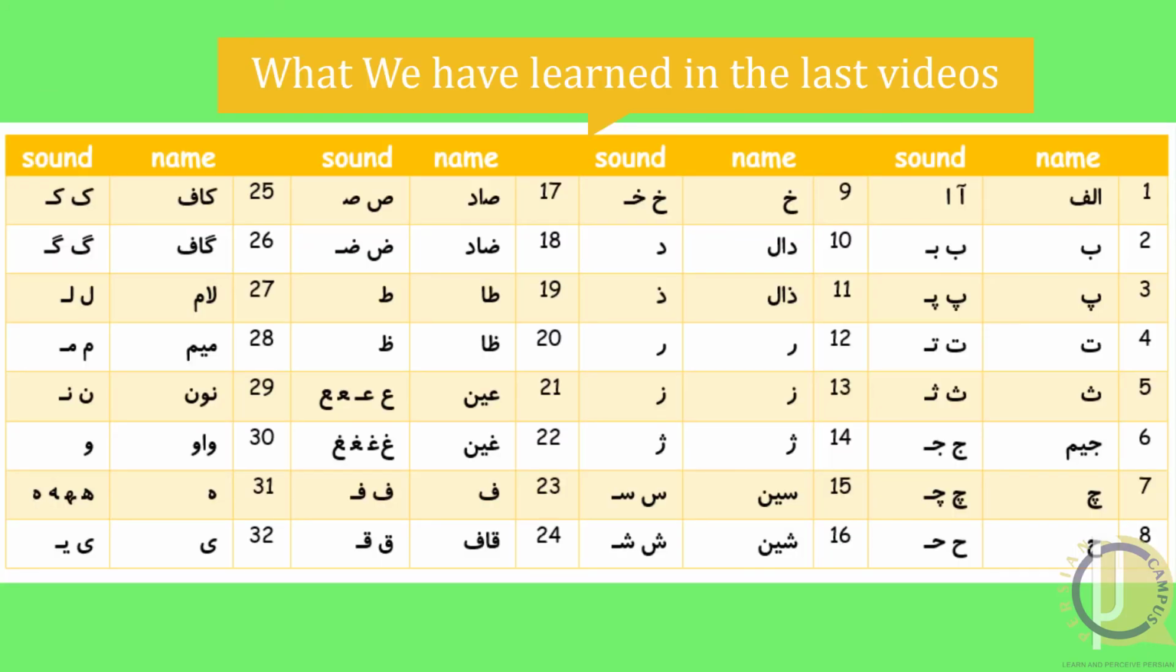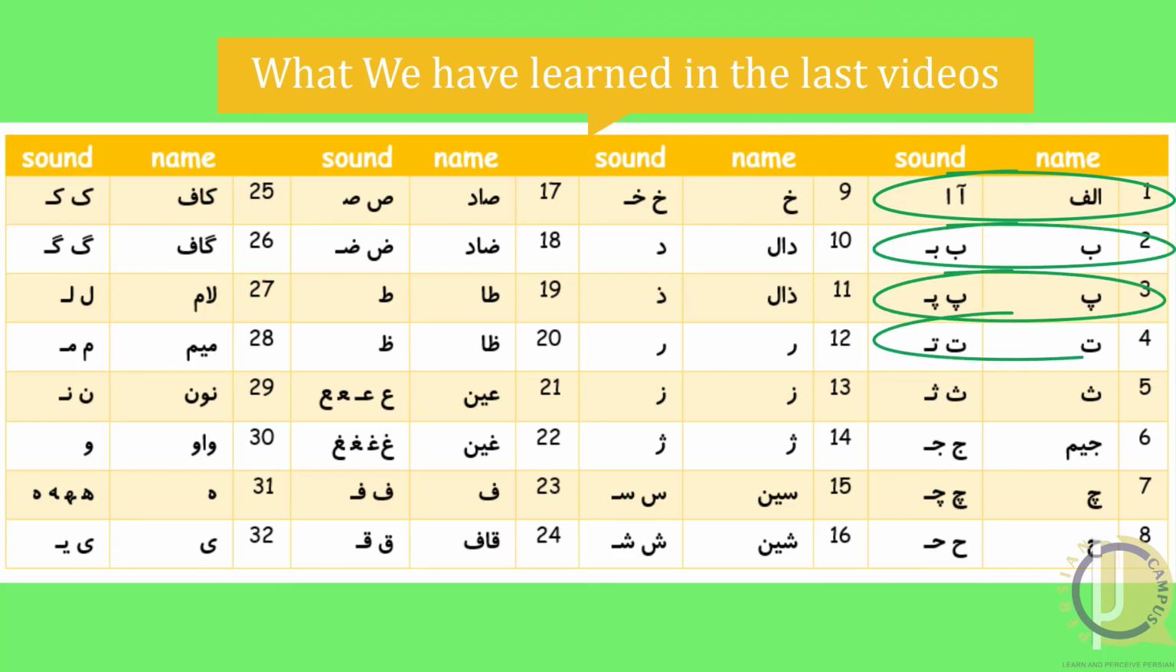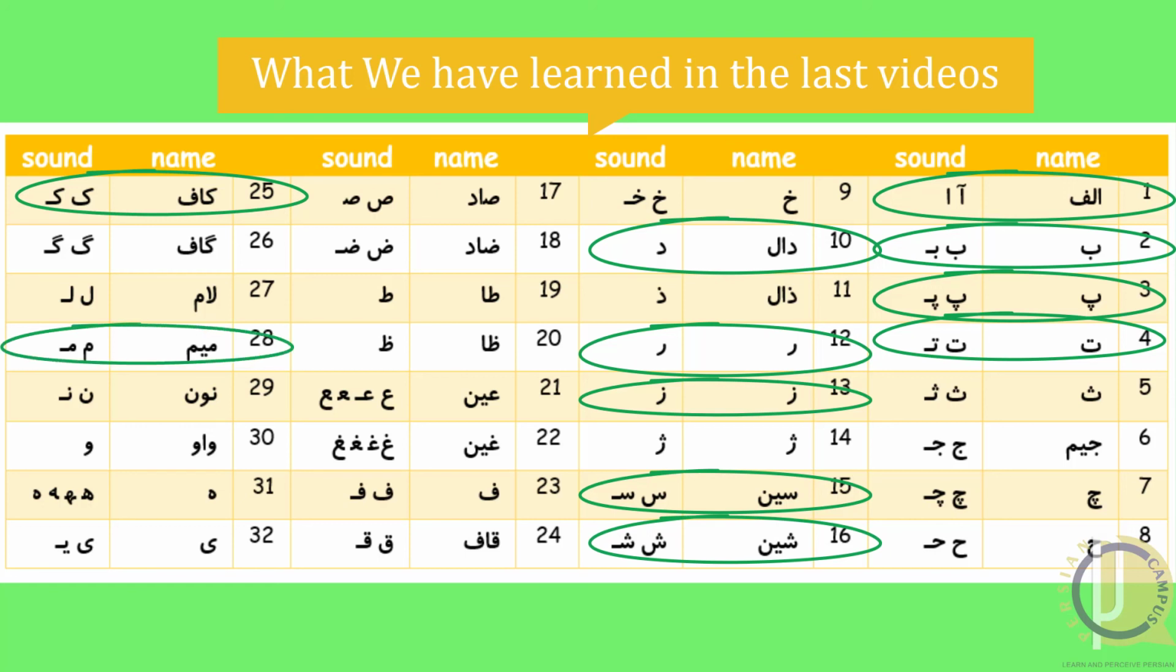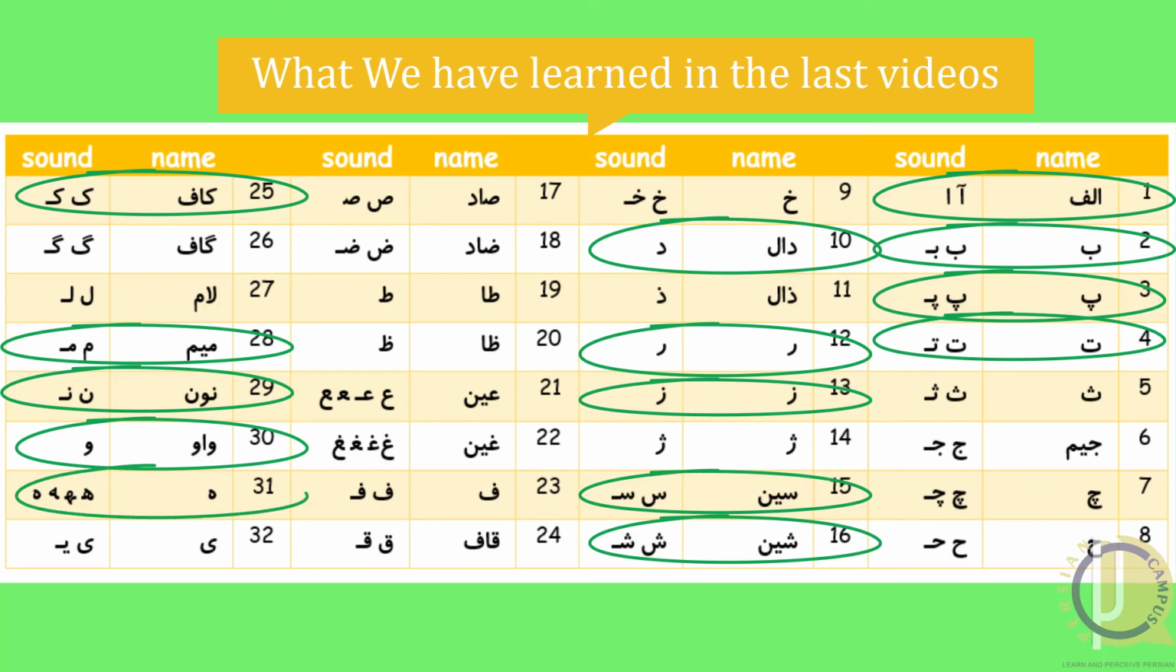Now let's see how many letters we have learned. Don't forget that we don't learn them in order because I want to find suitable small texts that make you able to read sooner. Alef, B, P, T, Dal, Re, Z, Sin, Shin, Kaf, Mim, Nun, Vav, He, and Ye.